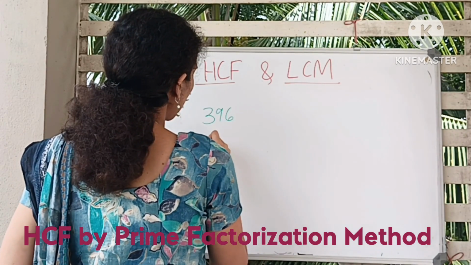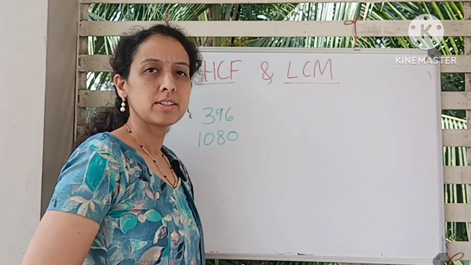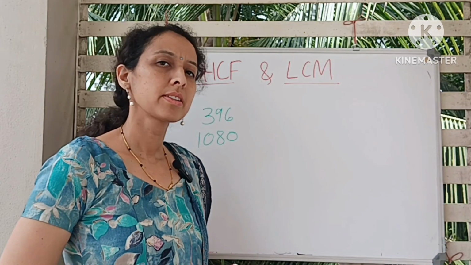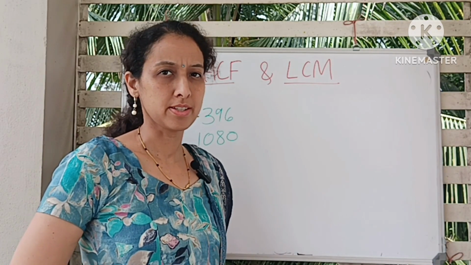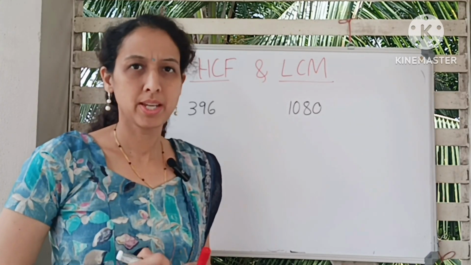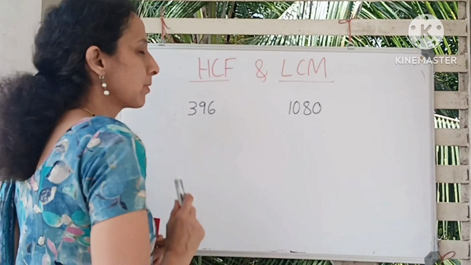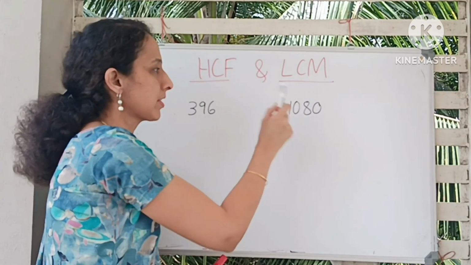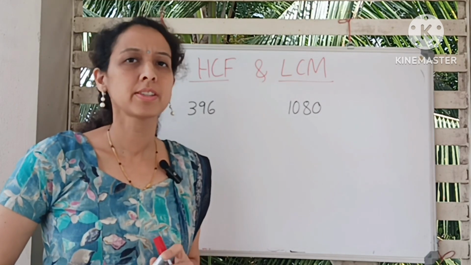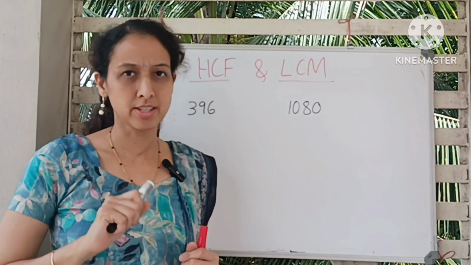When we have big numbers like 396 and 1080, finding the common factor by listing all the factors is difficult. That is why we use prime factorization method. We know that all natural numbers can be expressed as multiples of prime numbers. So we are going to use the prime factorization on these two numbers. If you are not confident with the prime factorization, please watch the video on prime factorization in the same channel.